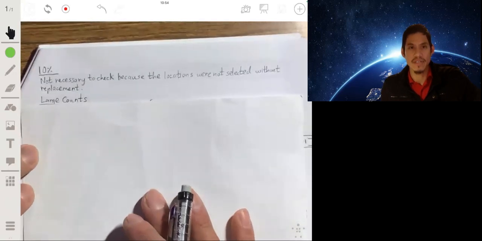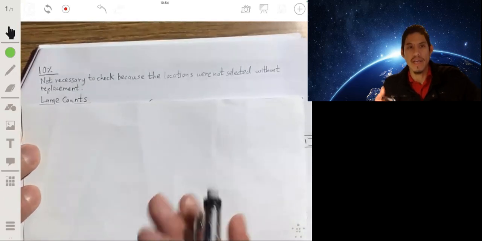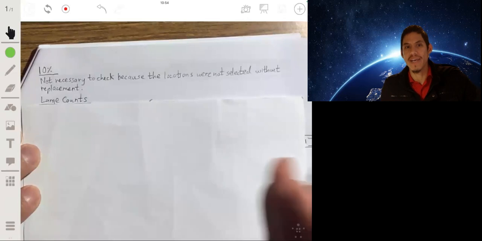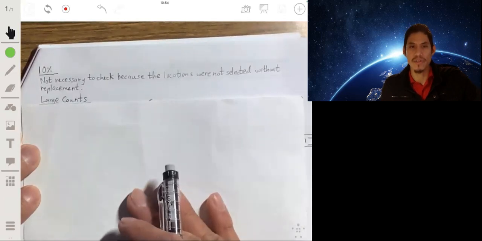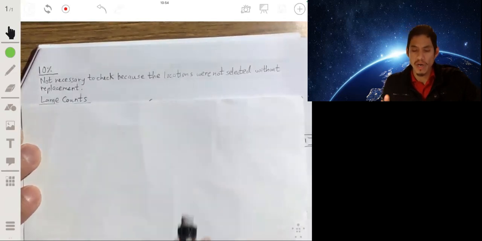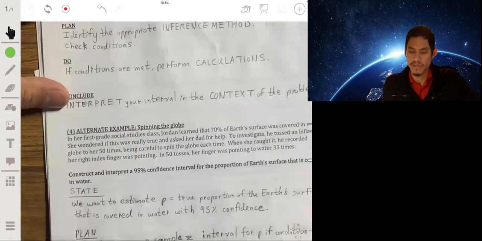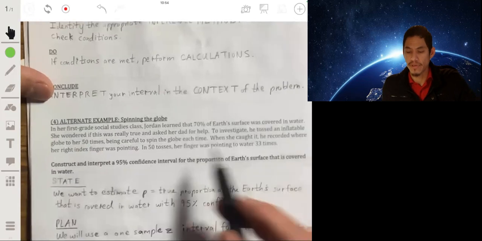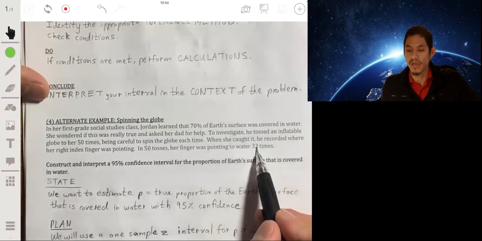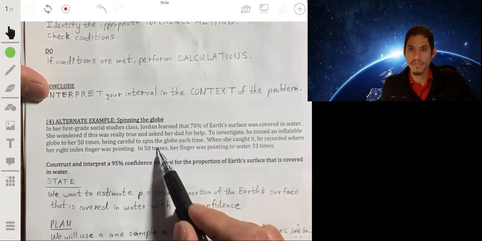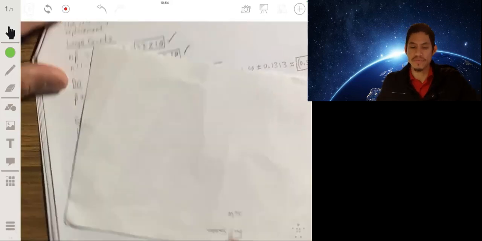Now, the large counts condition: we have to check if n times p hat and n times 1 minus p hat are both at least 10. So our p hat, remember, is our sample proportion. Out of the 50 tosses, 33 of them landed on water, so our sample proportion would be 33 out of 50. Another way to think of this is the number of successes and failures.